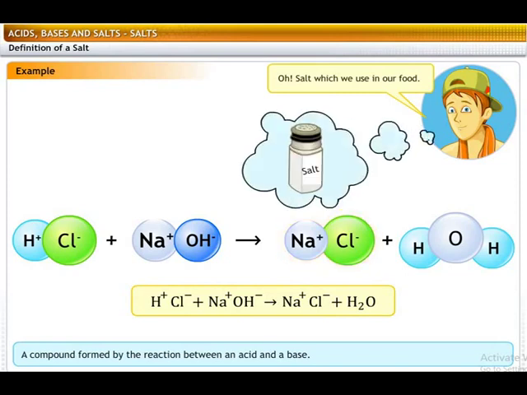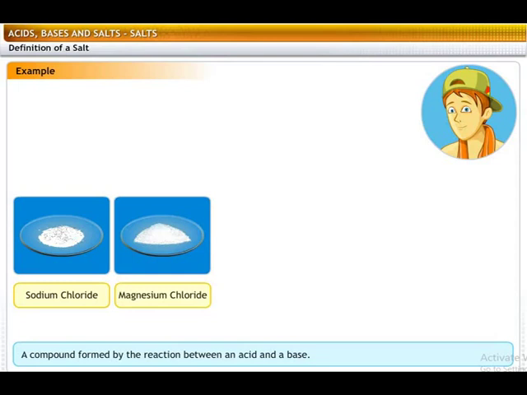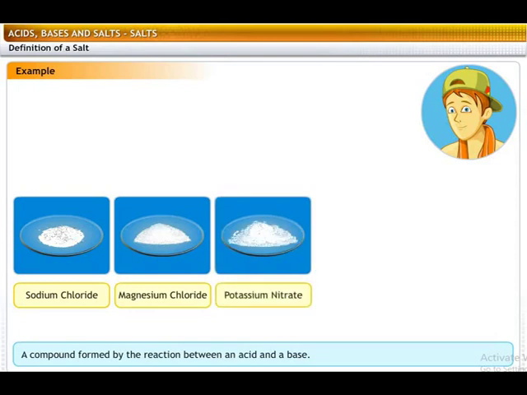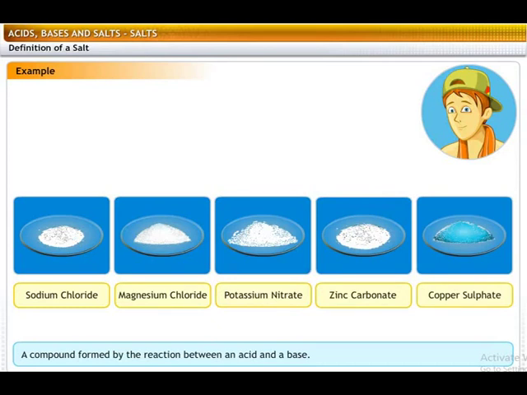Yes, some salts like sodium chloride are edible, and other salts like magnesium chloride, potassium nitrate, zinc carbonate, and copper sulfate are useful to us.